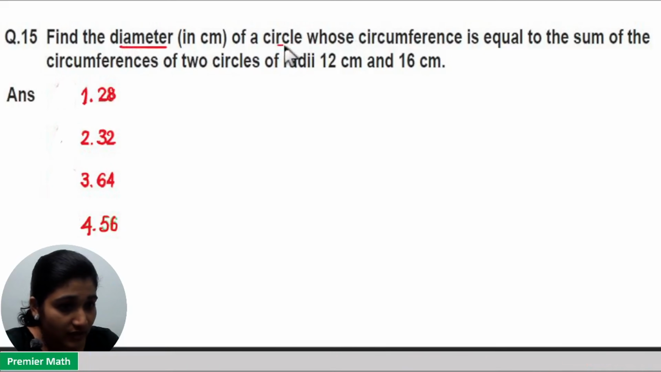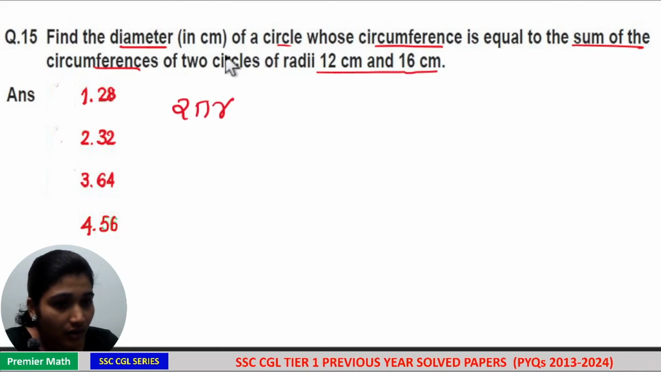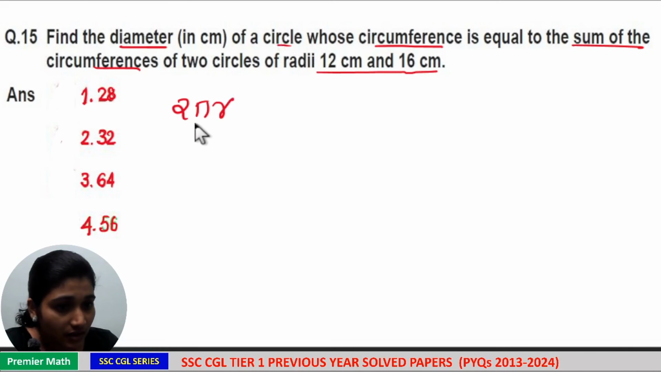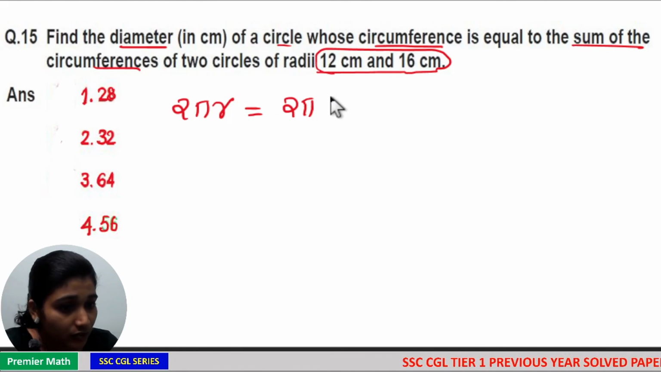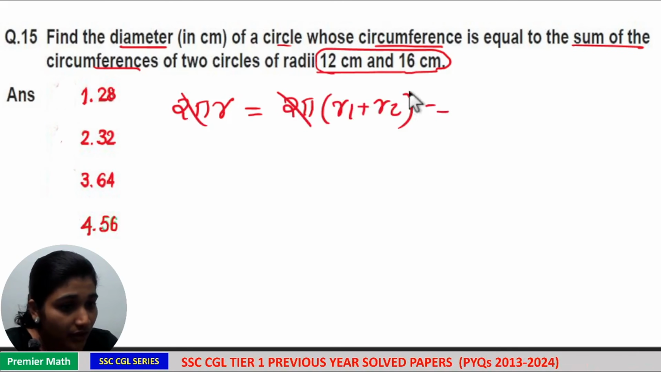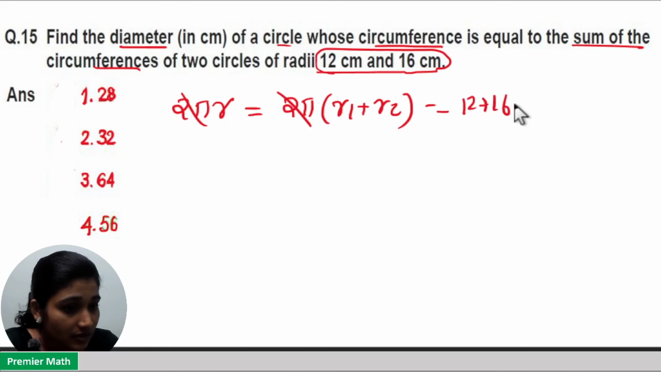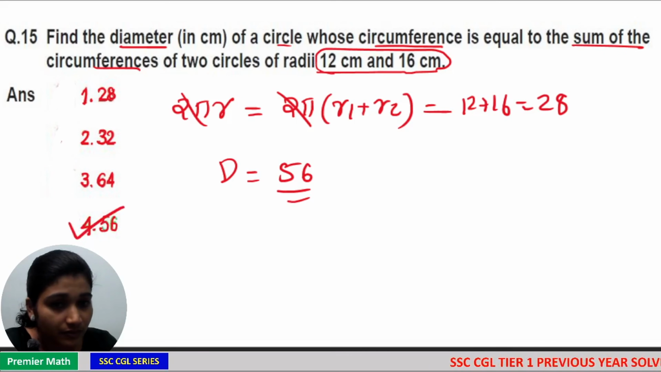Find the diameter of a circle whose circumference is equal to the sum of the circumference of the two circles of radius 12 centimeter and 16 centimeter. That is, circumference of this large circle is 2 pi r, which is equal to circumference of these two circles, which is equal to 2 pi r1 plus 2 pi r2. That is 2 pi into r1 plus r2. So 2 pi and 2 pi cancel, means r is equal to r1 plus r2, which is 12 plus 16, 28. Then diameter is equal to 56. Option 4 is your answer.